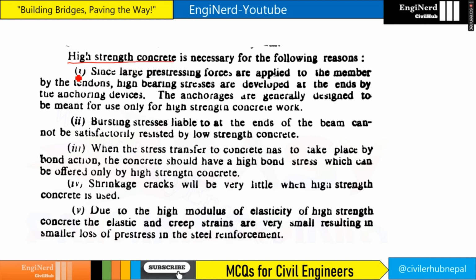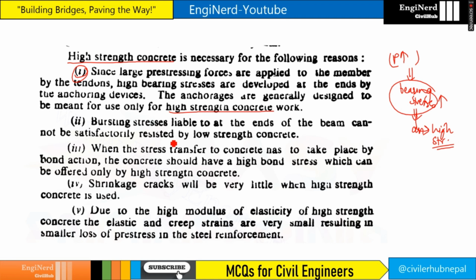Let's see. First, since large stressing forces are applied to the member by the tendons, P is high, right? Pre-stressing force is high. And high bearing stresses are developed at the ends of the anchorage devices. The anchorages are generally designed for use only with high strength concrete. So the anchorage bearing strength should be high, otherwise it will not sustain the load, right?